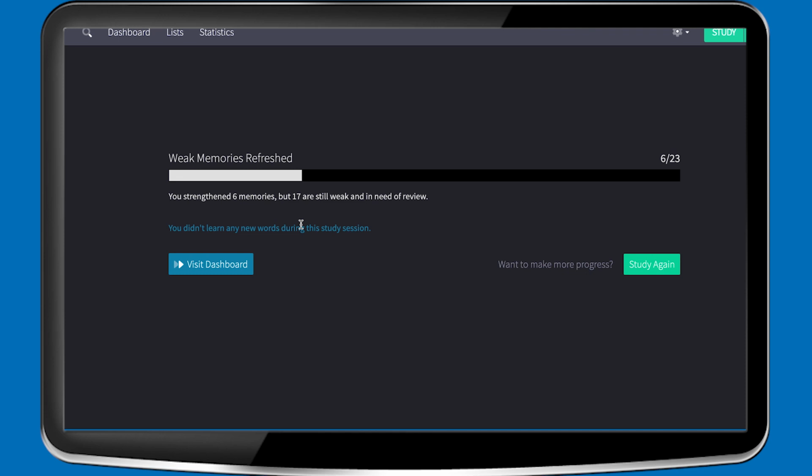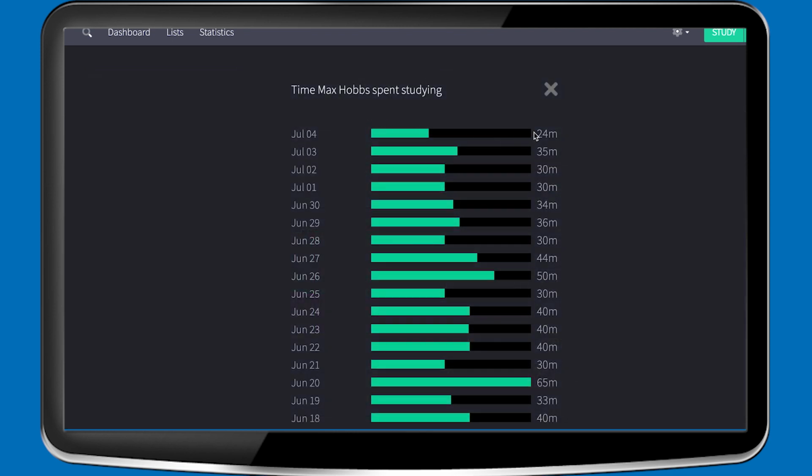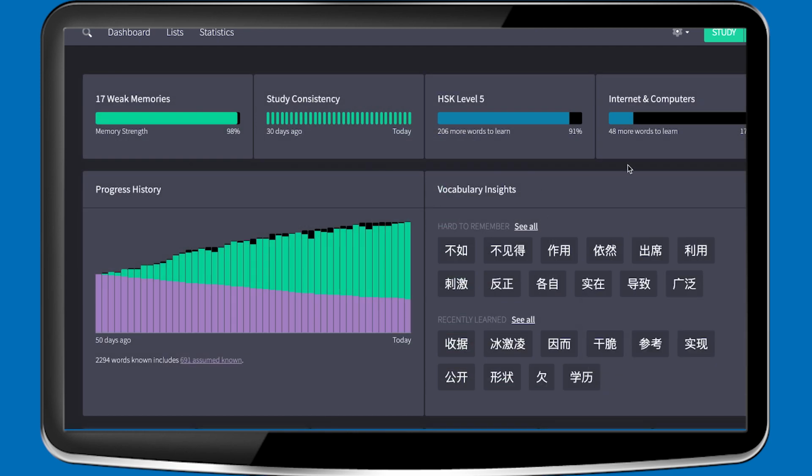So normally new words will appear in, I believe, a blue colour, and then words that you should know already, that they assume you know, also appear in, I think, a blue purpley colour. So they appear in different colours, which kind of groups them for you. So I'm going to go back to the dashboard, and it will have updated my profile with these new statistics. So you can see now I've got 17 weak words, and my study consistency has now gone to 24 minutes. So I've still got 6 more minutes to do today. So that's Hack Chinese in a nutshell.